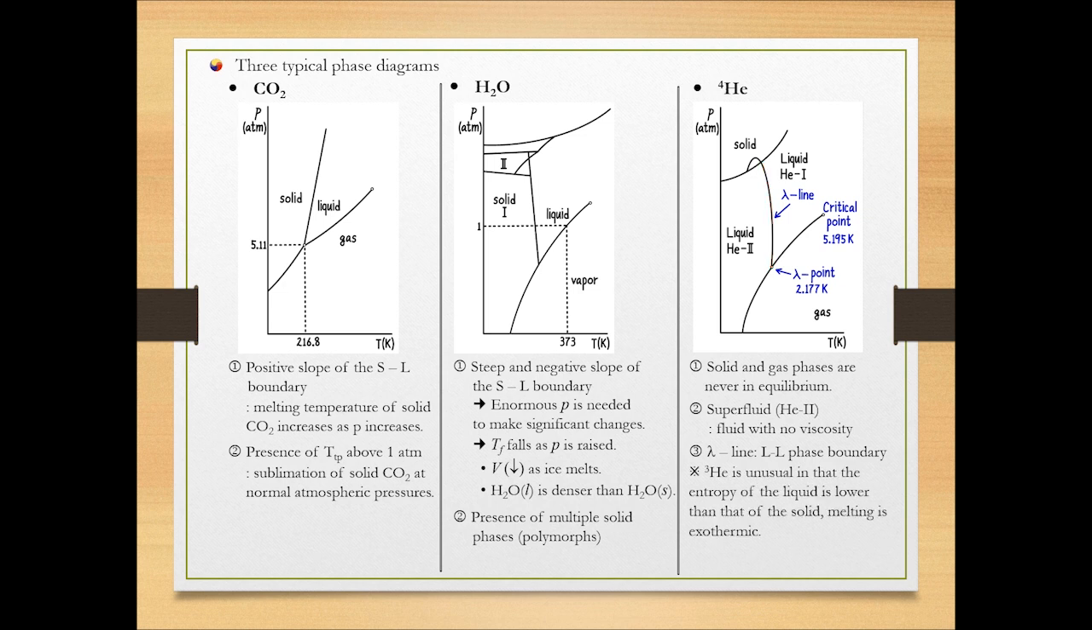Helium-4 also has an isotope, helium-3, which exhibits some highly unusual behavior. Notably, the entropy of liquid helium-3 is lower than that of the solid phase. This means that the liquid phase of helium-3 is more ordered than its solid phase, a rare phenomenon. Furthermore, unlike most substances, the melting of solid helium-3 is an exothermic process, not an endothermic one.